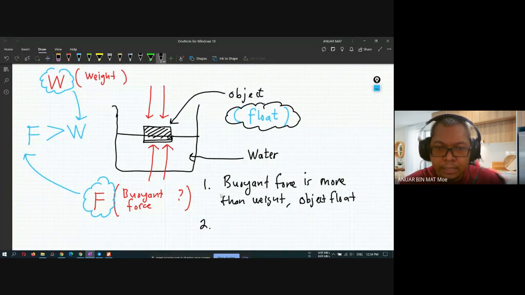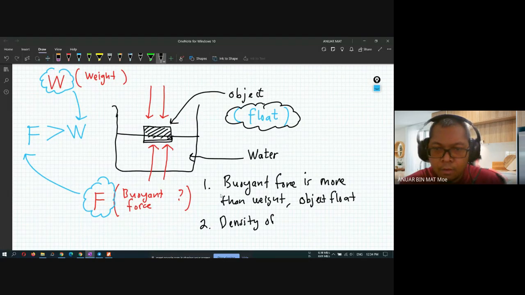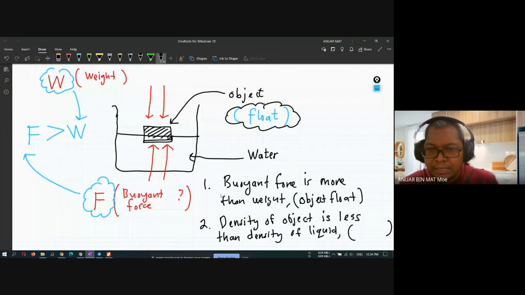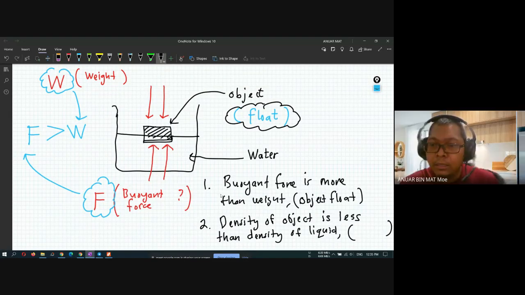And number two, the density. If the density of the object is less than the density of the liquid, what happens to the object? Float or sink? It also floats.